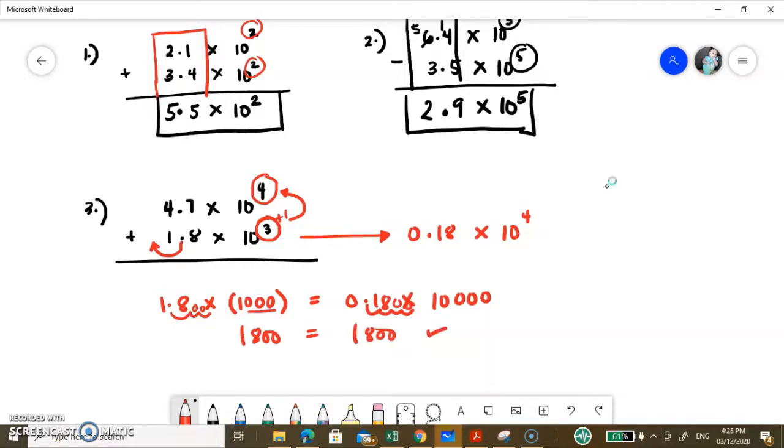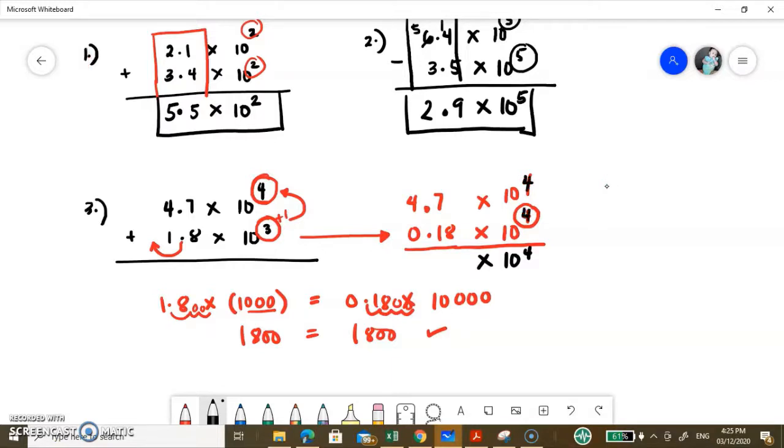Anong kaibahan nila? Ito ngayon is not the proper way of writing our coefficient. But we have to make it like that para yung exponent niya magiging equal dun sa isa pang naka-scientific notation. So, pwede na natin silang i-add ngayon. So, i-add na natin si 4.7. Dapat naka-align ang decimal point times 10 raised to 4. So, now you can copy times 10 raised to 4 because parehas na kanilang exponent.